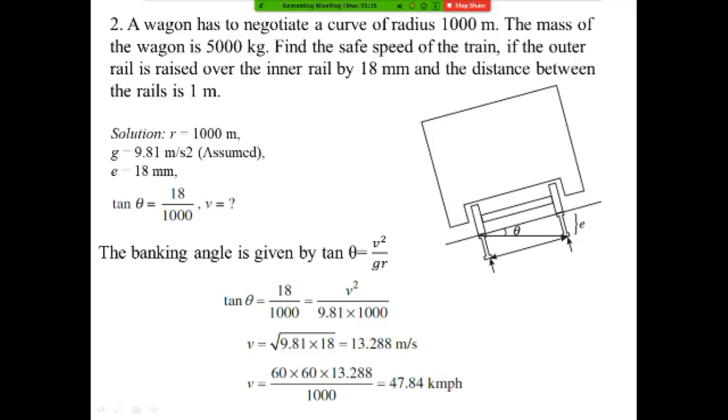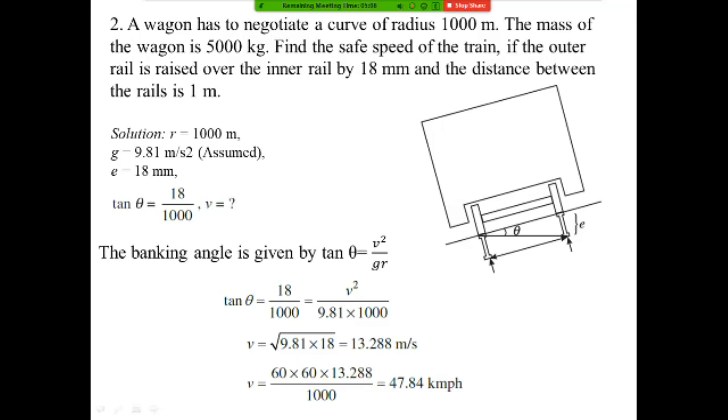Tan theta is opposite side by adjacent side. Adjacent is here, I am showing now. You see this? This is adjacent, this is opposite. Tan theta is equal to 18 by 1000. 1000 means this 1 meter I converted into millimeters.